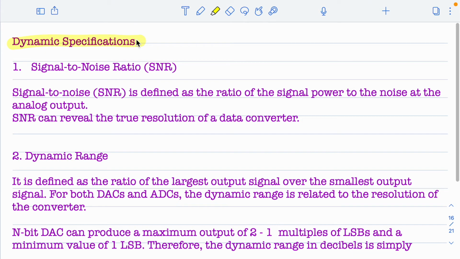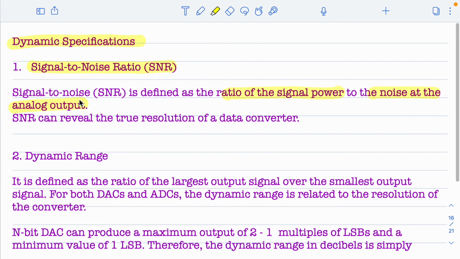One is signal to noise ratio. Signal to noise ratio is a very common specification we talk about with respect to a lot of electronic circuits. As the basic definition says, it is the ratio of signal power to the noise power at the analog output. We know that for a specific input digital code, there should be a specific output, so if there is a change, that will definitely result in some kind of error.